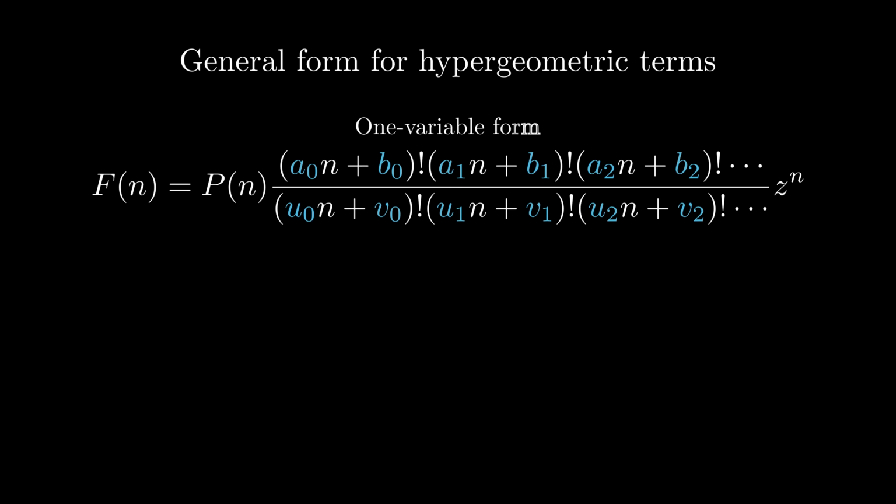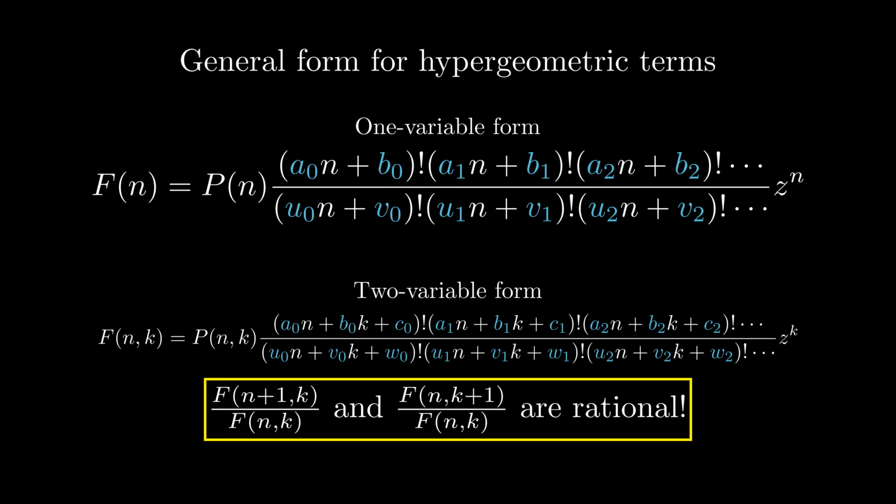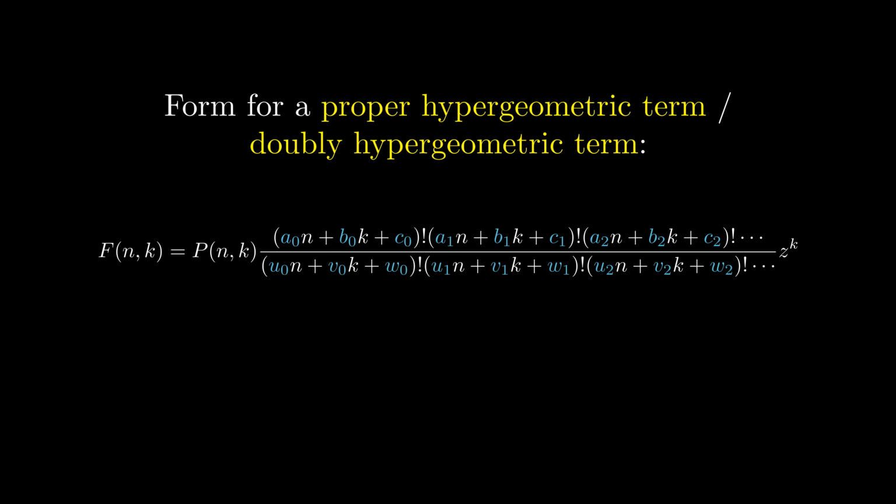However, this is simply the one-variable form. There's also a two-variable form that is doubly hypergeometric for both variables, which we will typically denote as n and k here. And multiplying successive terms in either the n direction or the k direction would give us the general term. Once again, here is the general form, and by dividing successive terms, either with successive n's or successive k's, we will get an arbitrary rational expression. So this is a hypergeometric term in general.